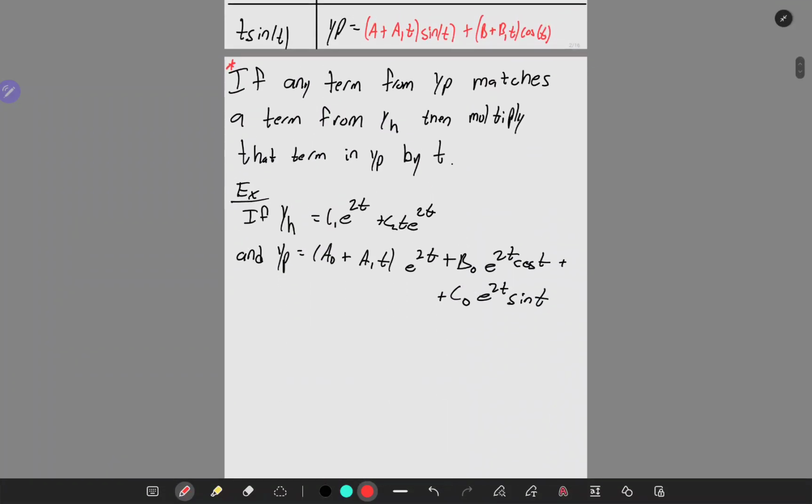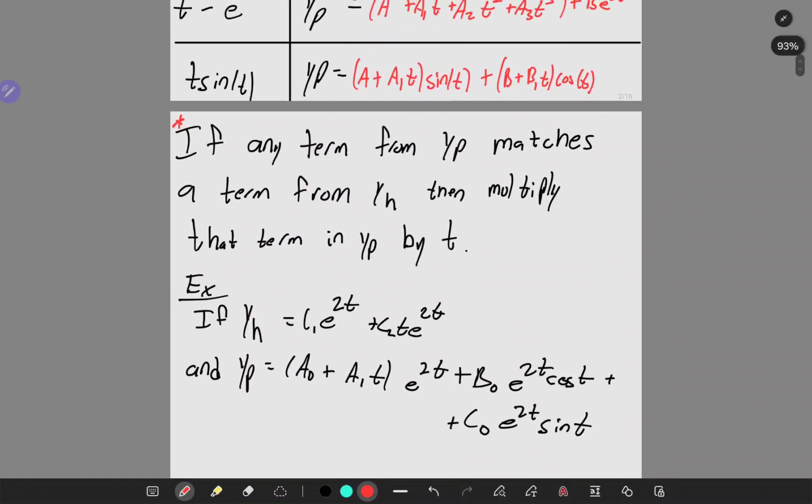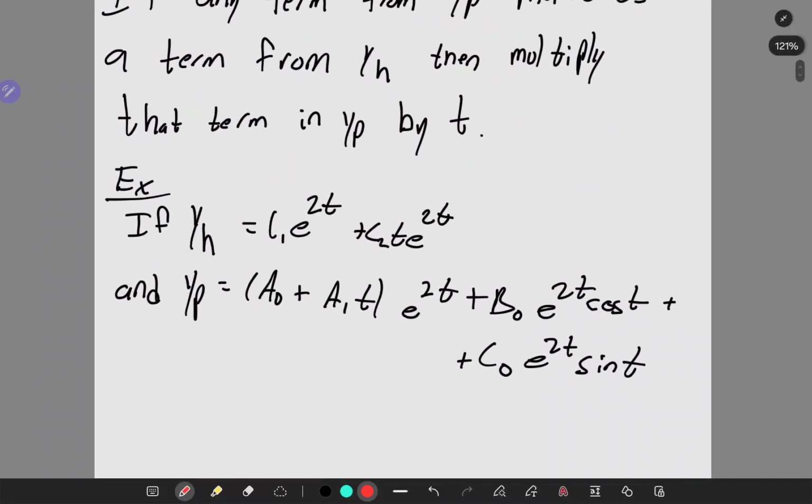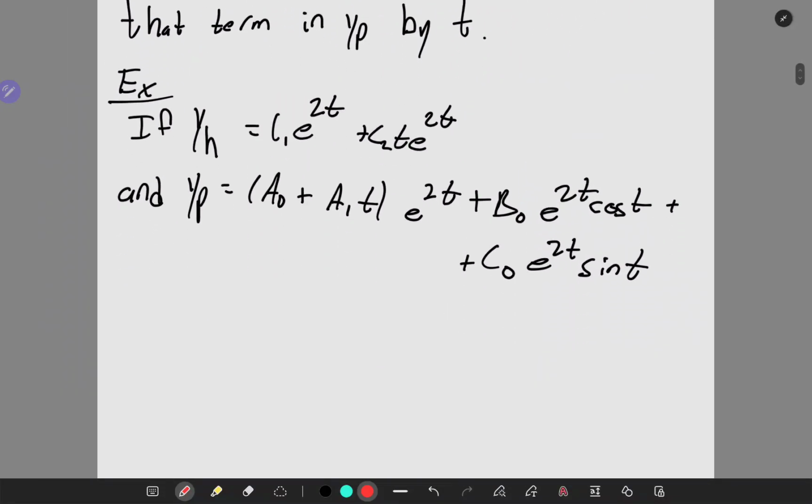Also, quick note, if any term in our y of p matches a term from our y sub h, then we're going to multiply that term in y sub p by t. And what do I mean by that? Well, here's an example. Say our y sub h is c1 e to the 2t plus c2 t e to the 2t. I chose this because you'll see why. This resulted from a repeated root. Remember, then you do either the shortcut method or reduction of order to get this t here.